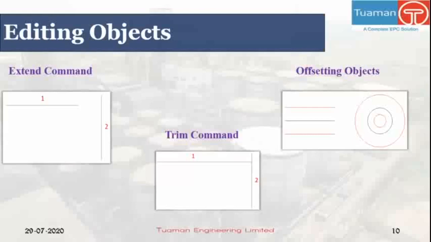Sometimes we may need to create parallel objects at a specified distance. This is needed to create geometries such as furniture edges, mechanical part edges, roadways, etc. We can create parallel objects with the help of the offset command. You can create parallel lines, parallel curves, concentric circles, etc. Objects created using the offset command have the same shape but may or may not have the same size.